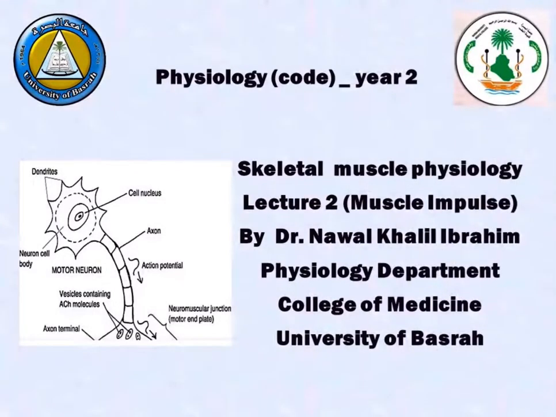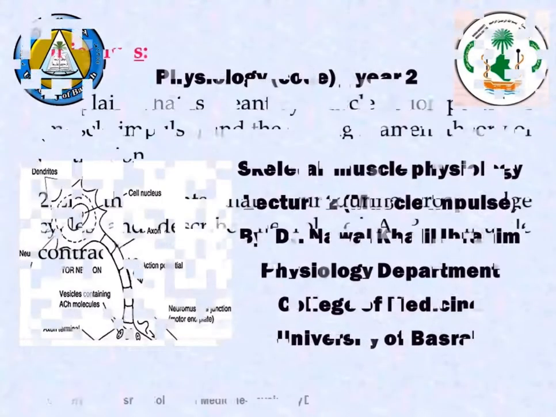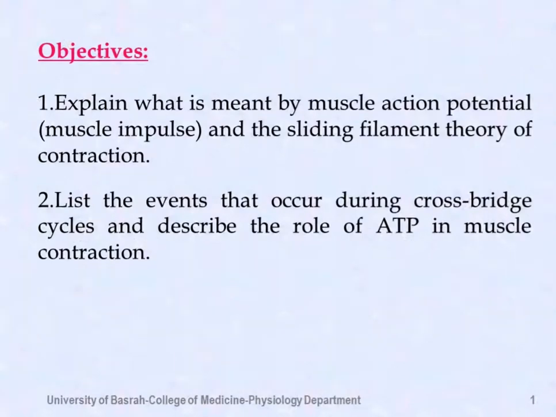Our lecture today is about the formation of muscle impulse or muscle action potential. Objectives: first of all, we are going to explain what we mean by muscle action potential, the muscle impulse, and the sliding filament theory of the contraction. List the events that occur during cross-bridge cycles and describe the role of adenosine triphosphate in muscle contraction.